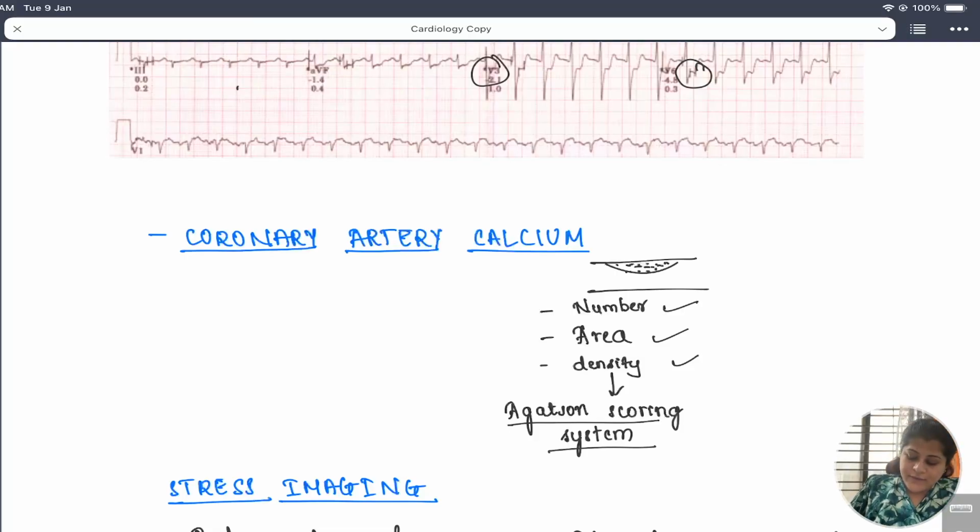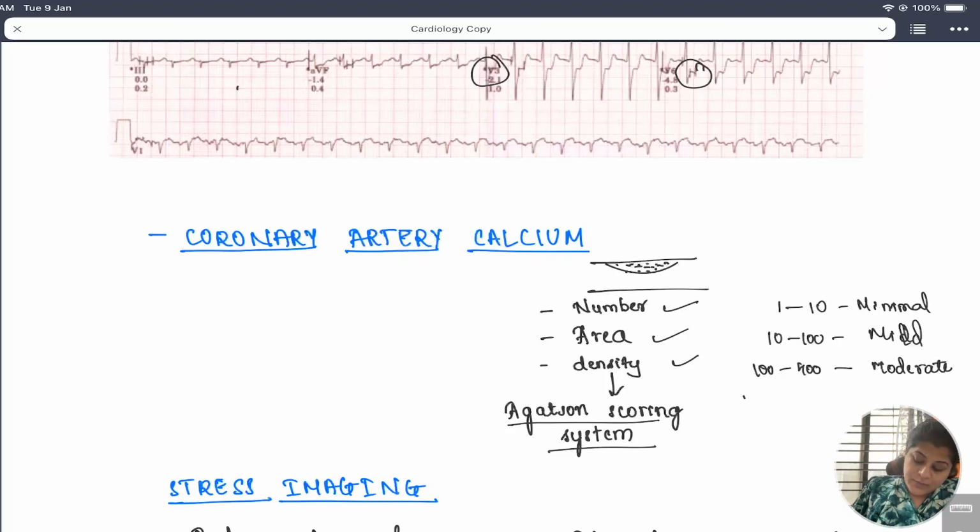So normally, if the Agatston score is between 1 to 10, you will say it is minimal risk. If it is between 10 to 100, mild. If it is 100 to 400, then it's moderate. If the score is more than 400, then the risk is high.